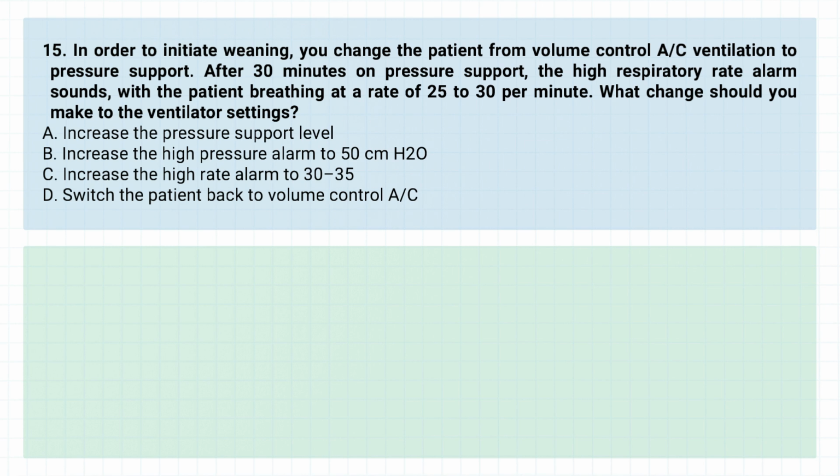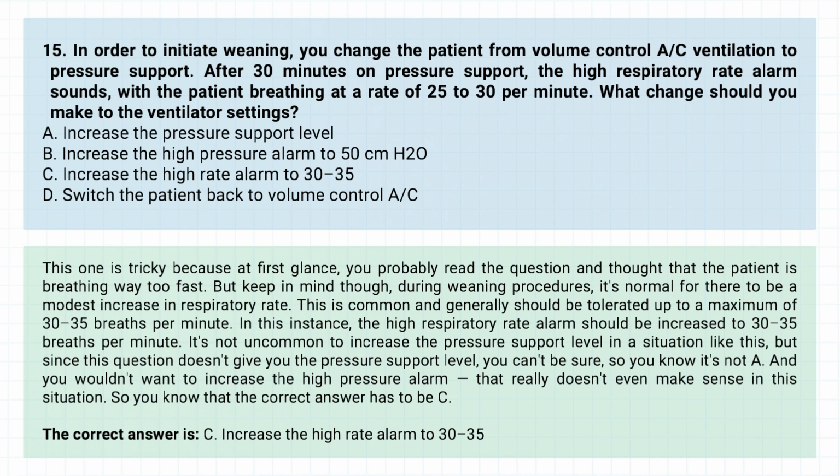The correct answer is C. Increase the high rate alarm to 30 to 35. This one is tricky because at first glance, you probably read the question and thought that the patient is breathing way too fast. But keep in mind, during weaning procedures, it's normal for there to be a modest increase in respiratory rate. This is common and generally should be tolerated up to a maximum of 30 to 35 breaths per minute. In this instance, the high respiratory rate alarm should be increased to 30 to 35 breaths per minute.